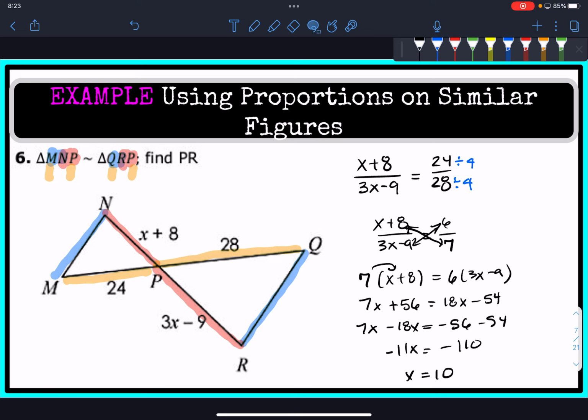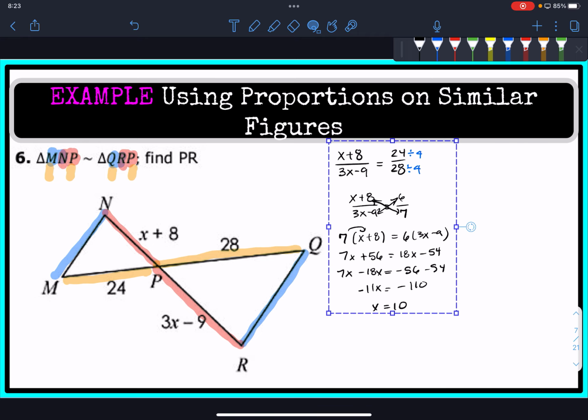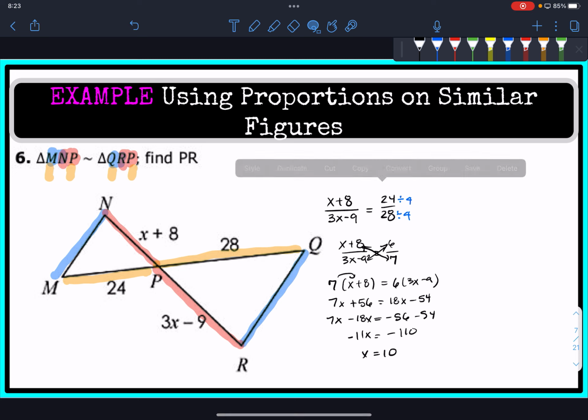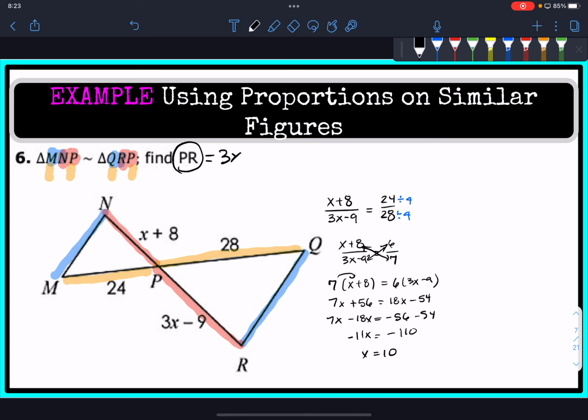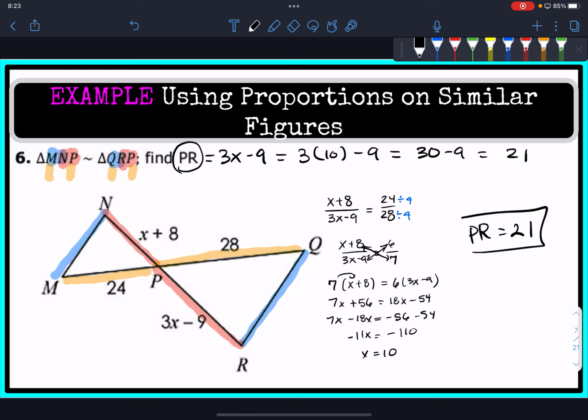But again, we are interested in not just finding the value of x, we are interested in figuring out the value of PR. This is what we're looking for. And since PR is 3x minus 9, we can now figure it out by replacing the x with our value of 10, which is equal to 30 minus 9, which is going to equal 21. So this is the answer that we are interested in calculating. So PR has a distance of 21 units.